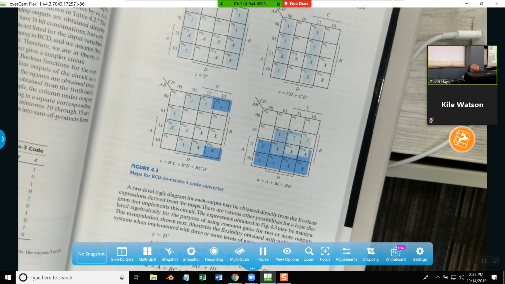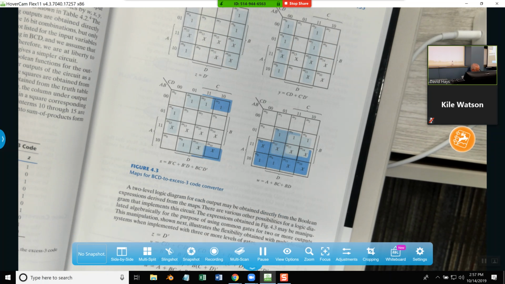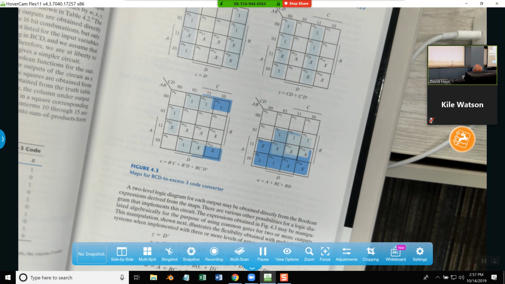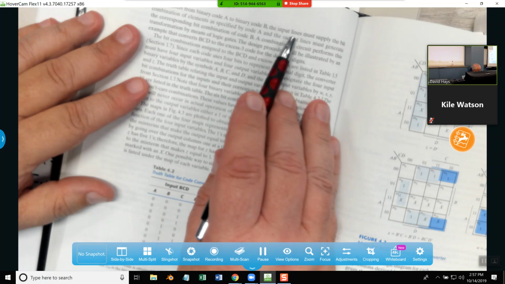To convert from binary code A to binary code B, the input lines must supply the bit combination of elements specified by code A, and the output lines must generate the corresponding bit combination of code B. Combinational circuits perform this transformation by means of logic gates. The design procedure will be illustrated by example. It converts BCD to XS3 code for the decimal digits. The bit combinations assigned to the BCD and XS3 codes are listed. Since each code uses 4 bits to represent a decimal digit, the converter must have 4 input variables and 4 output variables.